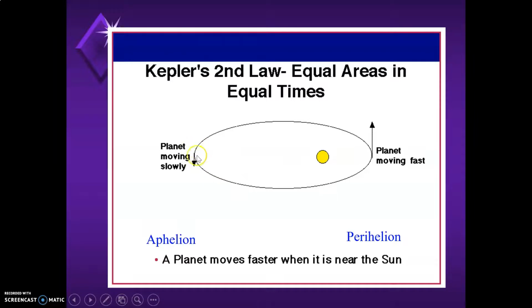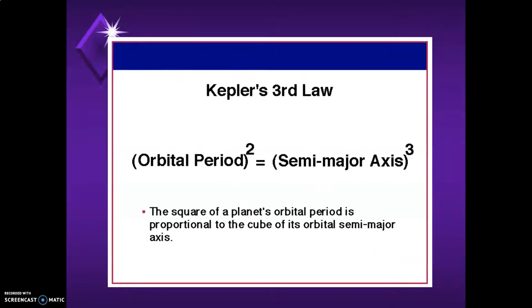It's because there's a greater distance between you and the sun, or the planet and the sun. So aphelion, perihelion. Perihelion is closest, aphelion is farthest away. Make sure you know those two definitions. So that's Kepler's second law. Equal area in equal amounts of time.